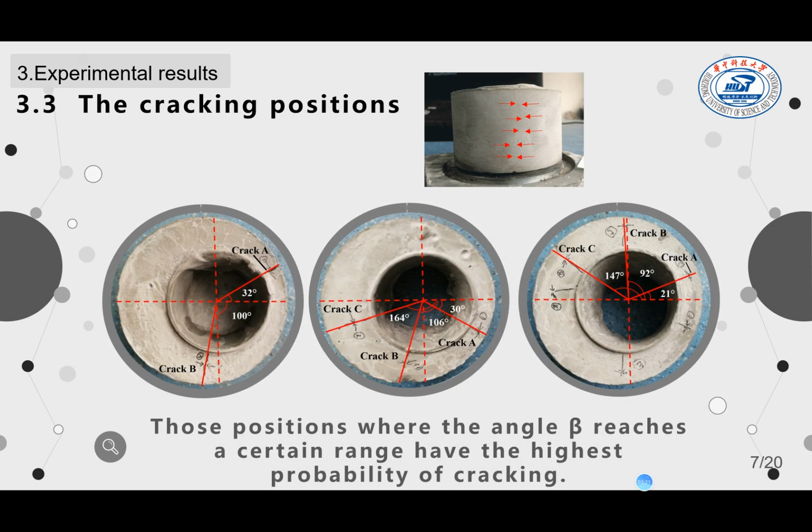For those samples with aggregates, there may be several cracks. We count the cracking positions by recording the angle beta between the cracks and the symmetrical axis. It is found that those positions where the angle beta reaches a certain range have the highest probability of cracking. In addition, we recorded a video about the cracking in the eccentric ring test. The results are shown in this video, and the red arrows indicate the cracking.